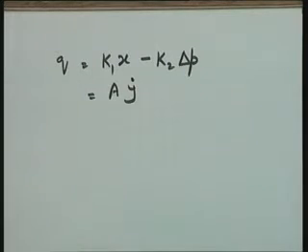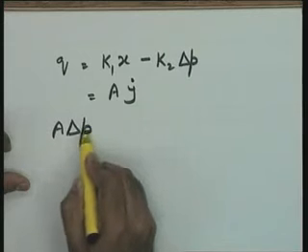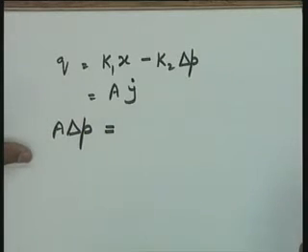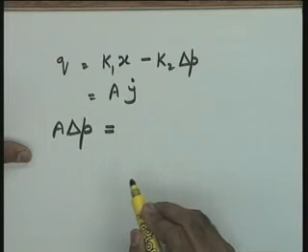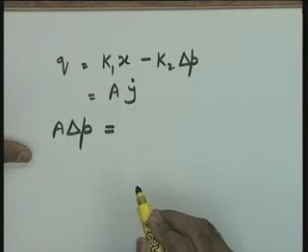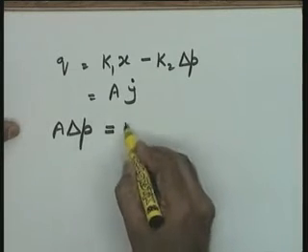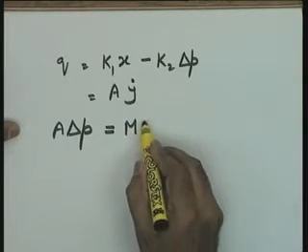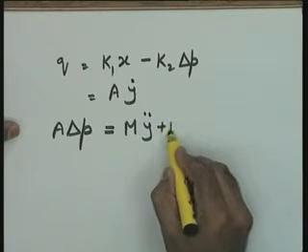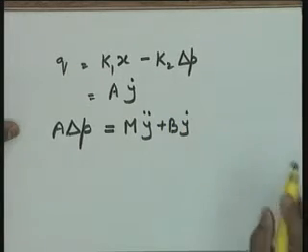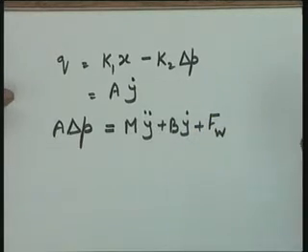Okay. Now let me write the force equation please. A into del P is the force developed due to the pressure del P, and this force is going to move the inertia of the load against the friction and the disturbance. I repeat my point, it is going to move the inertia of the load, which is m y double dot, against the friction, which I take as b y dot, and against the disturbance, which I have taken as f w.